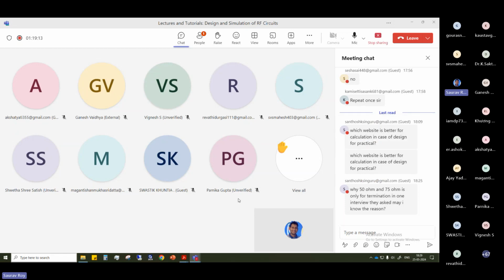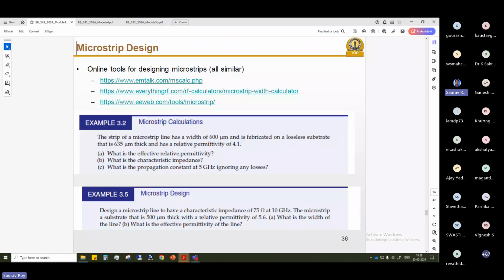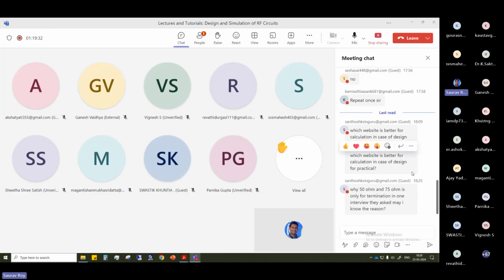So anyway, the websites I have already shown you guys. These are the websites: emtalk, everythingrf.com, as well as pasternack.com. These websites are good, as well as all the commercial tools like CST, HFSS, ADS. They all have their own line calculation tools that you can use for calculation.